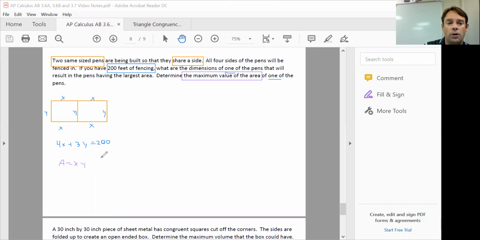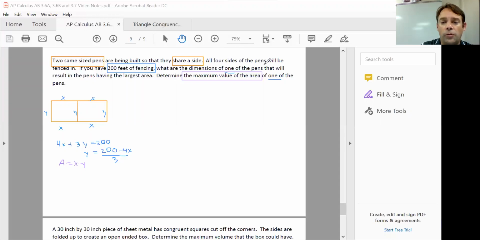So we got to get our y value by itself here. Because just like before, we want to make sure that we have it in terms of one variable whenever possible. In an optimization, you want one variable.